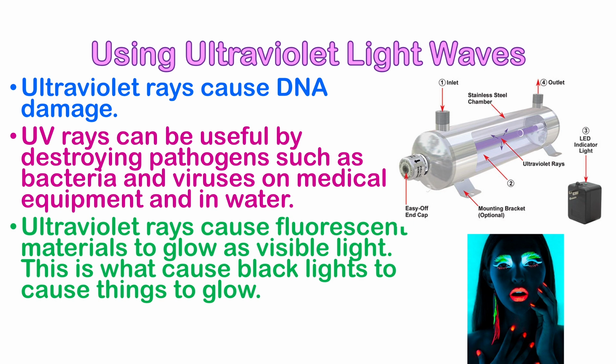They can also cause fluorescent materials to glow as visible light, and you can see this in this really neat picture. There is a lady wearing fluorescent makeup, and they have a black light, which is primarily ultraviolet light. You can see a little bit of the violet spectrum, but it bleeds over to UV rays, and it causes things to glow. And you can see that down below.